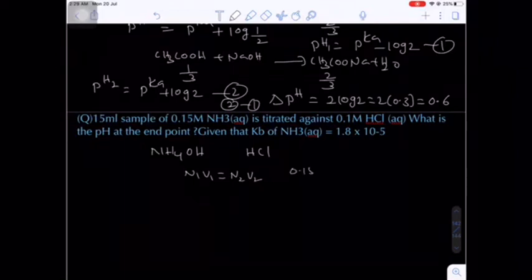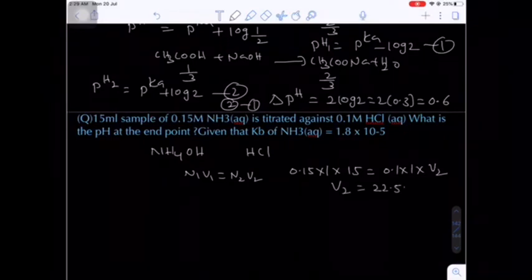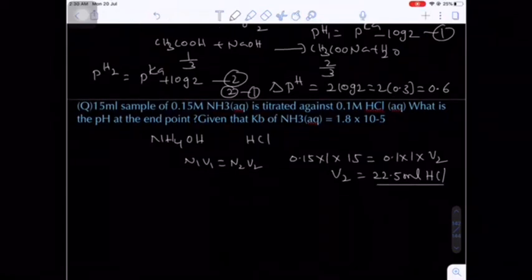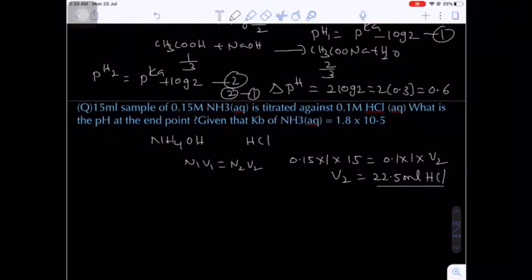15 ml and concentration 0.15. So I am using the formula N1V1 equal to N2V2. What is the N1 here? Normality, molarity 0.15, N factor will be 1, into volume 15 ml, will be equal to. Now what is the molarity of HCl? 0.1 into N factor 1, that will be 0.1 normal, and we don't know the volume of the hydrochloric acid. Okay, from here, what is the volume of the hydrochloric acid?